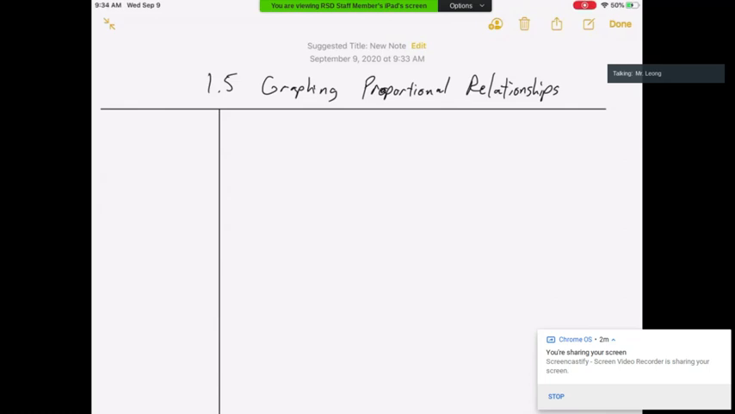Basically, we're taking the information from the table and putting it into a graph, and then you'll see what the graph looks like. So here we go. All right, so write this down, please. Proportional graphs.